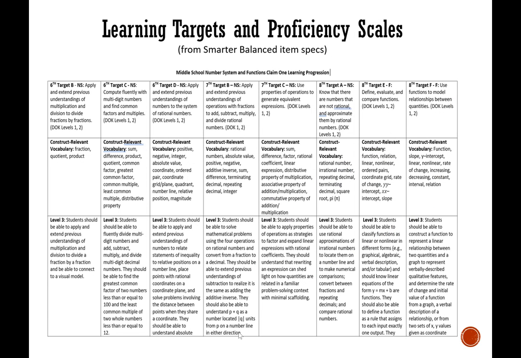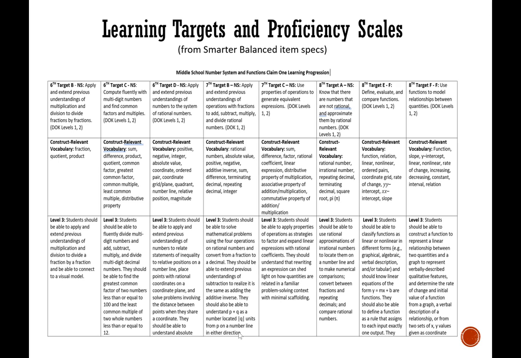Now, another form of proficiency scale in Smarter Balanced is called the Achievement Level Descriptors, or ALDs. This is where we become very, very specific and actually give examples of evidence of what students know and can do that provides proficiency evidence.